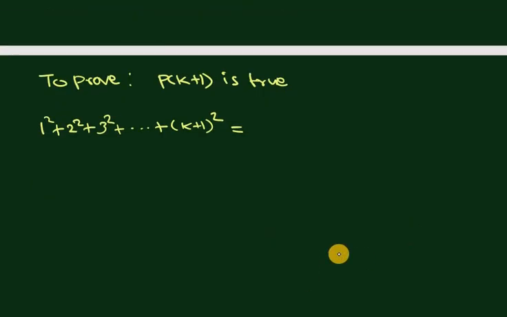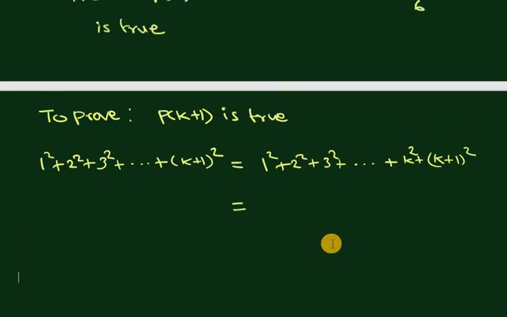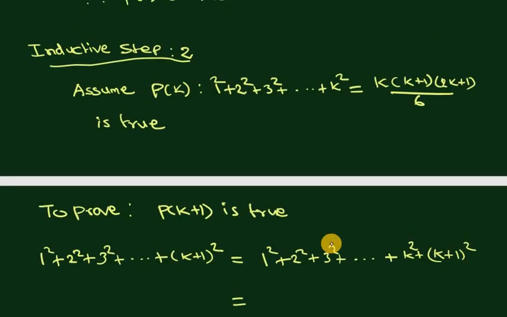This statement can be written in the form of 1 square plus 2 square plus 3 square plus etc. plus k plus 1, but before that term you are getting k, therefore I am getting k square plus k plus 1 square. I just remodify that one. Already we assumed earlier our statement is true for P of k.